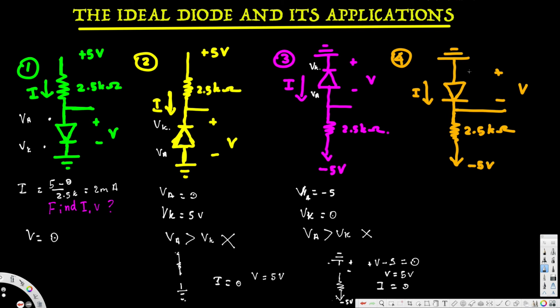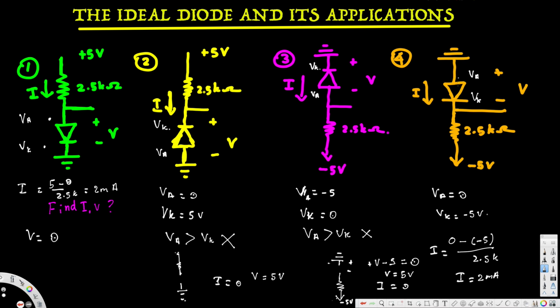Here we have, this is our anode side, this is the cathode side. VA is going to be 0 if we open this one. VA is going to be 0, VK is going to be negative 5 volts. VA is higher than VK, so this is going to be a short circuit. And if it's a short circuit, the current is going to be 0 minus 5 divided by the resistance in between, that's 2.5k. So I is going to be equal to 2 milliamperes.